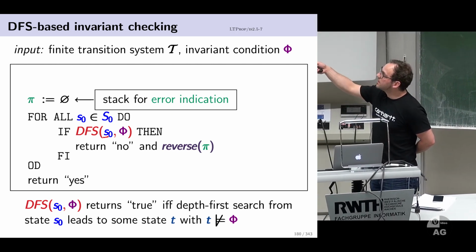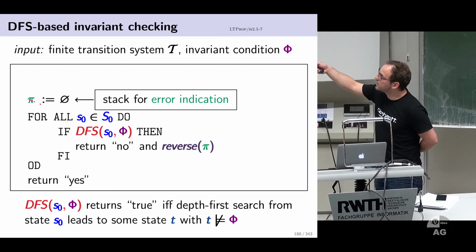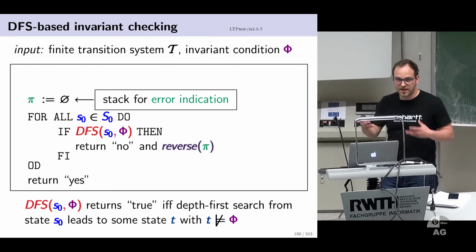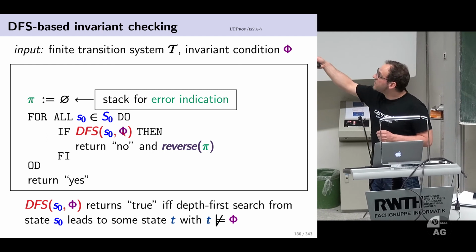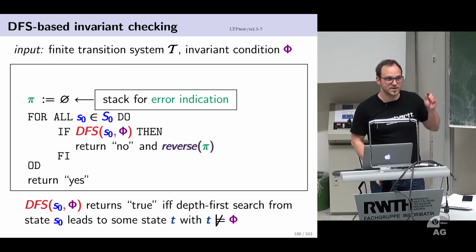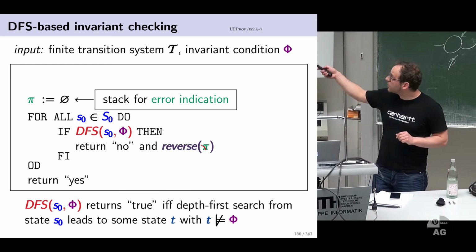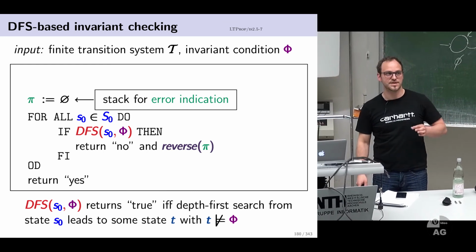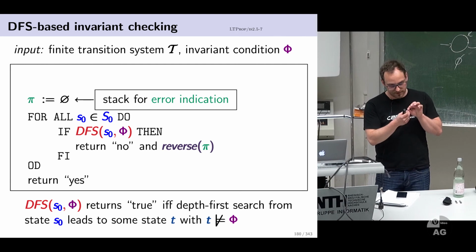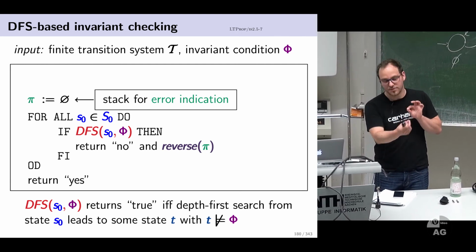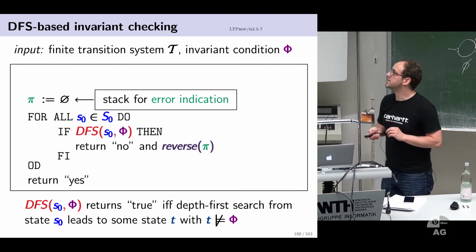Initially it's empty, but our depth-first search will make use of this stack and fill it such that if it finds a violating state, then the reversed content of your stack is a counterexample. It's a finite trace, or a finite path, going from the initial state to a violating state.